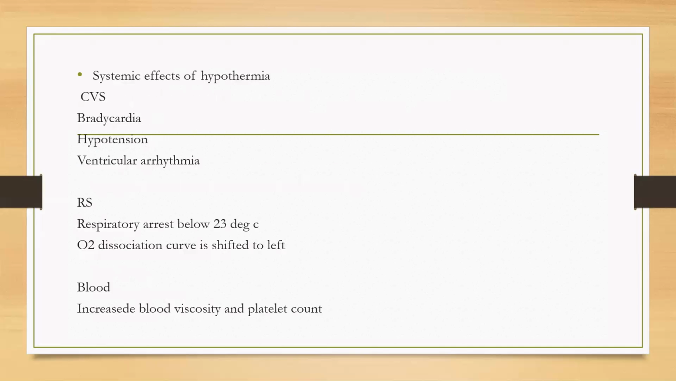These are a few systemic effects of hypothermia. Cardiovascular system includes bradycardia, hypotension, ventricular arrhythmias. Respiratory system includes respiratory arrest when temperature is below 23 degrees Celsius. O2 dissociation curve is shifted to the left. There is an increase in blood viscosity and platelet count.